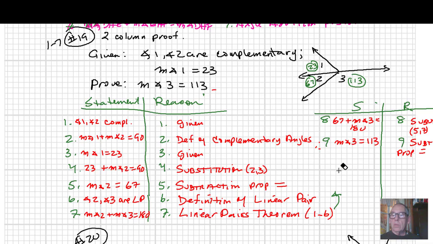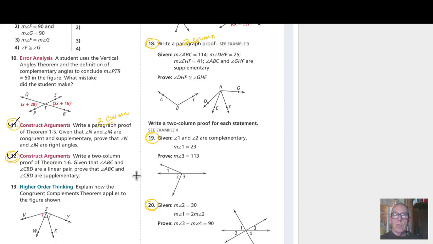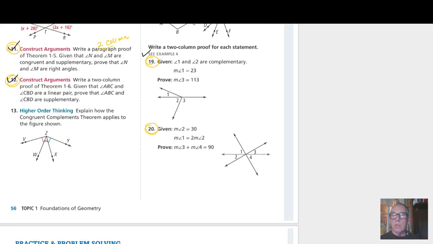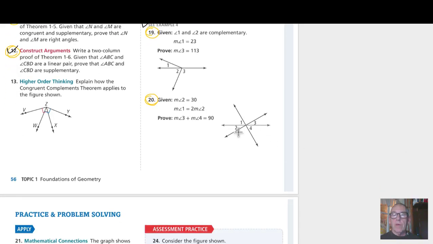And we got that one. Okay, let's go back. So we did number 19. We got number 18. Now we have number 20. So number 20. Given the measure of angle 2 is 30 degrees. So kind of brainstorm here a little bit. Measure angle 1 is twice measure of angle 2. So that means twice measure angle 2. That must be 60 degrees. This is going to give us a right angle here.